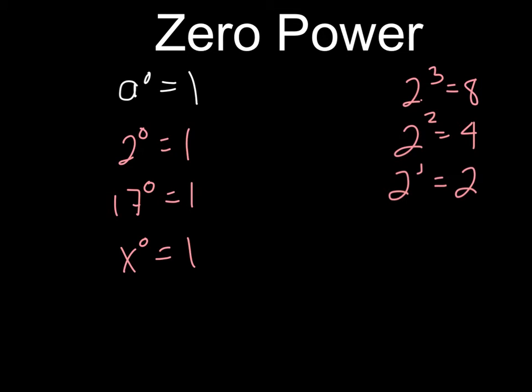Well, why is that? If we look at our exponents, we look for a pattern here. Think about 2 to the 3rd power. That's 8. 2 to the 2nd power is equal to 4. 2 to the 1st power is equal to 2. Well, what's happening here? Each time we're going down, we're dividing by 2. So if we work down again, 2 to the 0 power would be the next in the chain. If we divide by 2 again, what would we get? 1. So that's kind of a quick explanation of why anything to the 0 power is going to be 1.